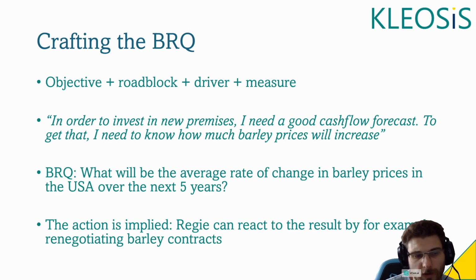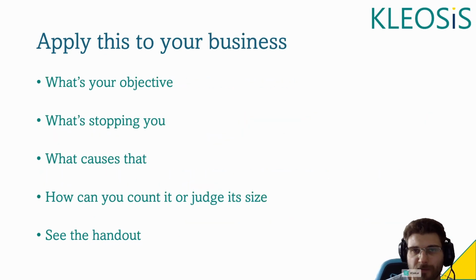And I said before that there should be an action bias, and here the action is implied. We know that if the rate of change in barley prices is beyond some threshold, then Reggie's best move would probably be to either renegotiate contracts that he has or buy a futures contract to hedge price risk. And then he would have more certain cash flows.